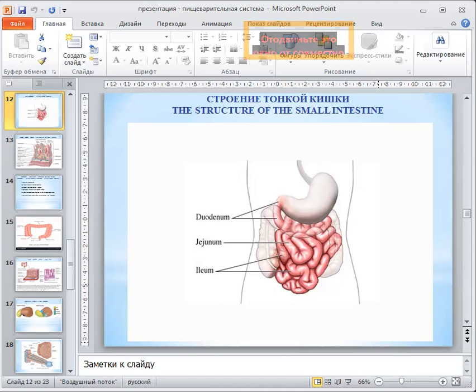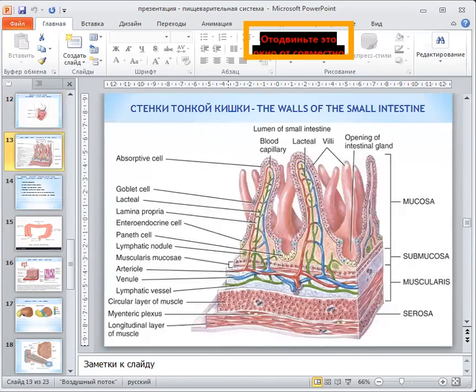Total length of small intestine is 6 to 7 meters in a dead human and 2.7 meters in a living human. The wall of small intestine consists of 4 shells. The first one is a mucosal shell. Second one is a submucosal shell. Third one is a muscle shell. And fourth one is serous shell.